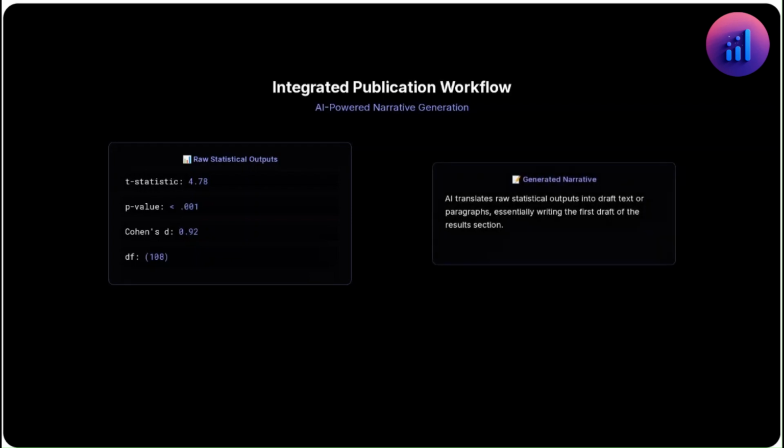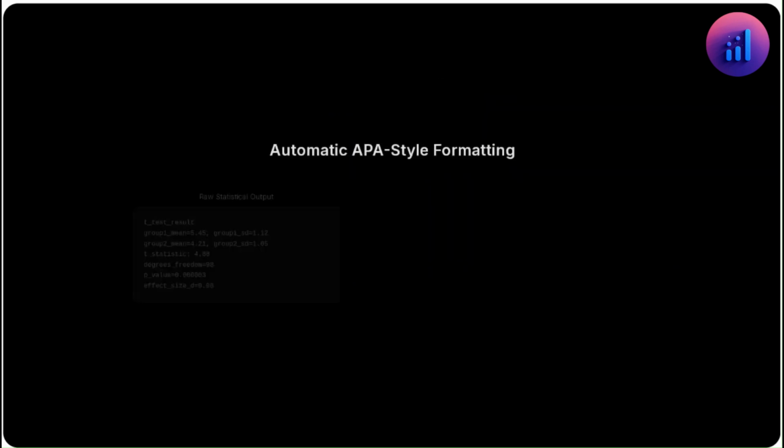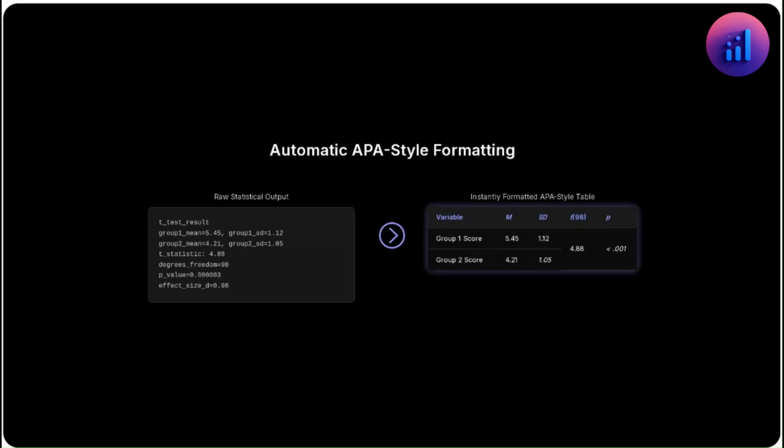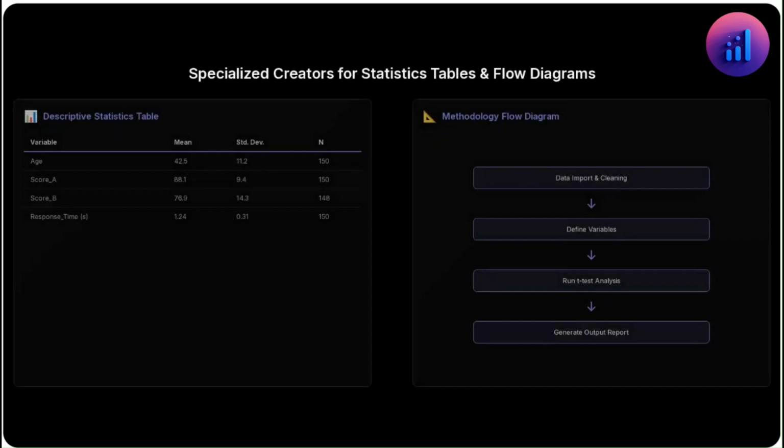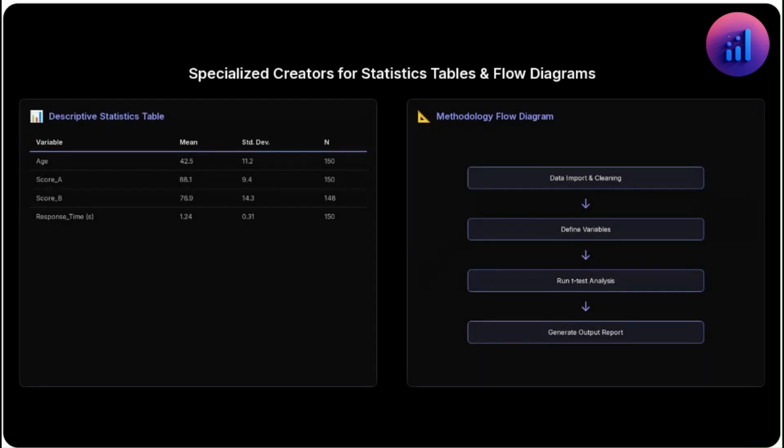How does the platform eliminate the tedious post-analysis bottleneck of formatting results for publication? Through the integrated publication workflow. First, AI-powered narrative generation translates raw statistical outputs into draft text or paragraphs. Second, automatic APA style formatting instantly formats all results, tables, and figures according to the latest academic guidelines, removing a massive error-prone job. The platform also includes specialized integrated creators for elements like descriptive statistics tables and methodology flow diagrams.